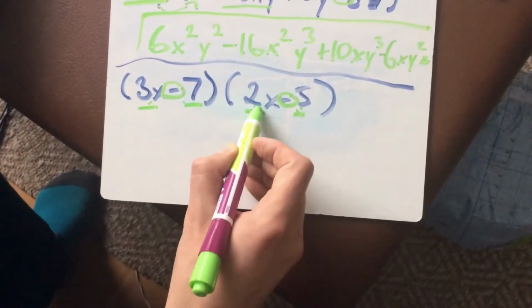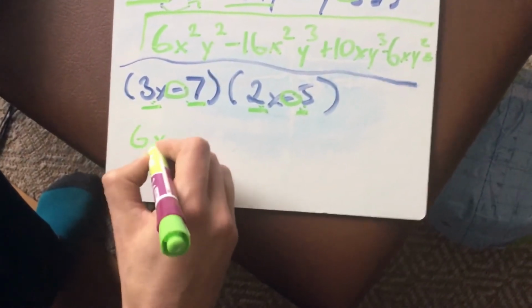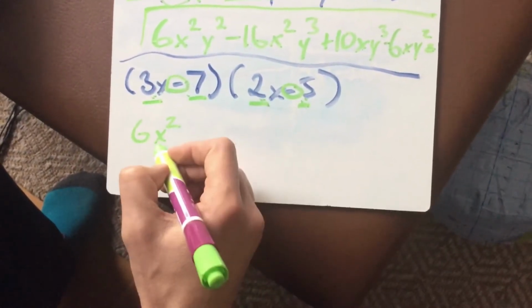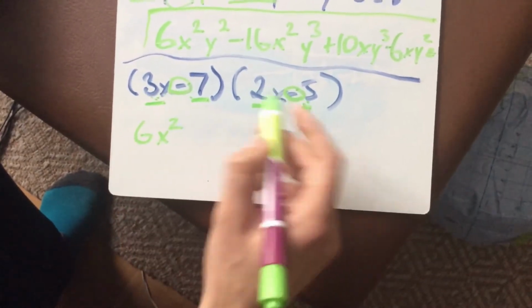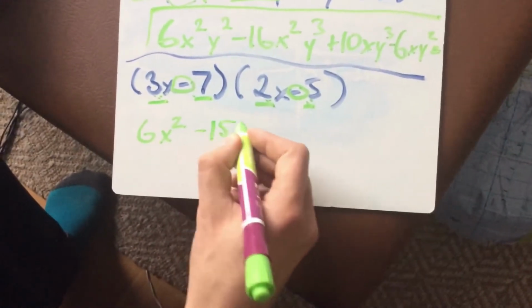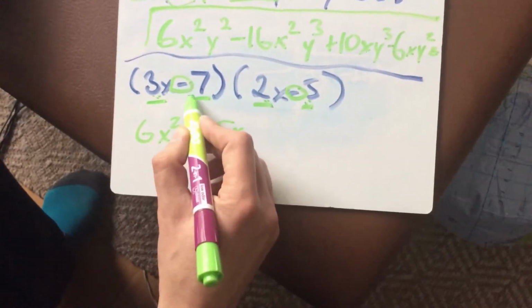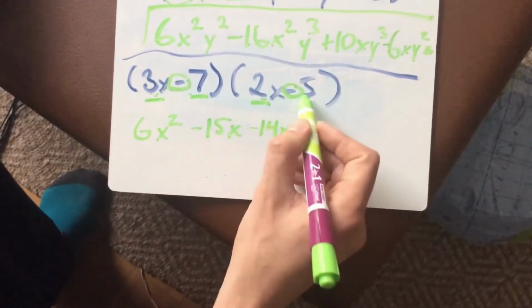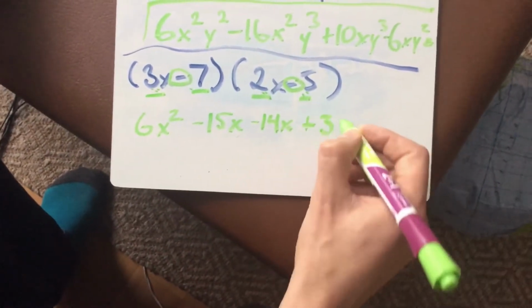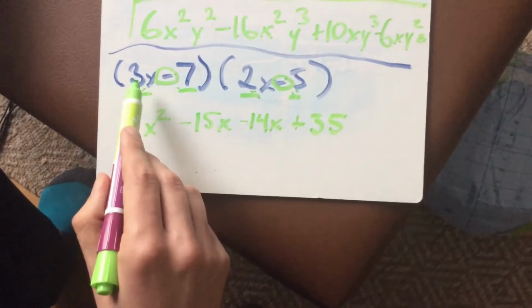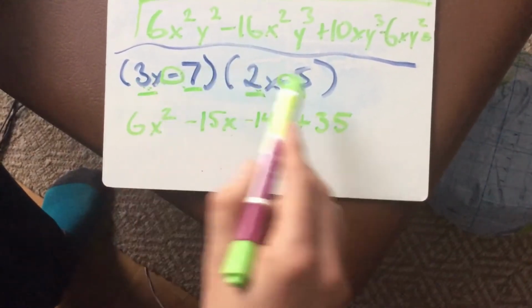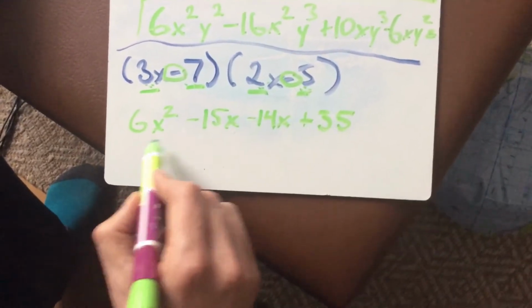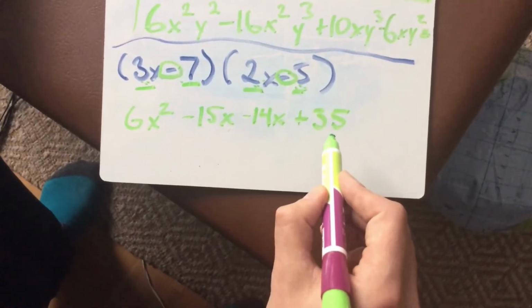So 3x times 2x, that's 6x squared. Remember, 3 times 2 is 6. X times x is x squared. Then 3x times negative 5, that's negative 15x. Next, negative 7 times 2x is negative 14x. Negative 7 times negative 5 is positive 35. So I multiplied my first term by both of these terms, and then my second term by both of these terms. Now I end up with this, but remember I have to check to see if there are like terms.